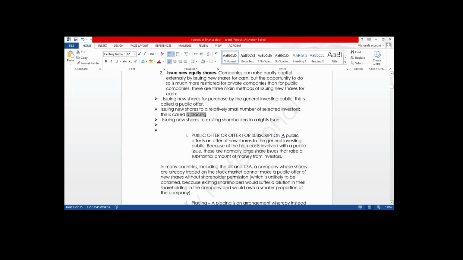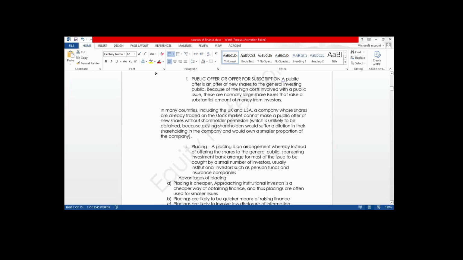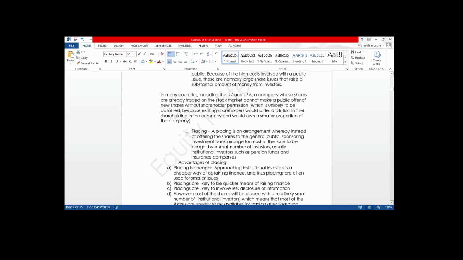Number 3, we have, okay, look at it again. A placing is an arrangement whereby instead of offering the shares to the general public, a sponsoring investment bank arranges for most of the issues to be bought by a small number of investors, usually institutional investors.